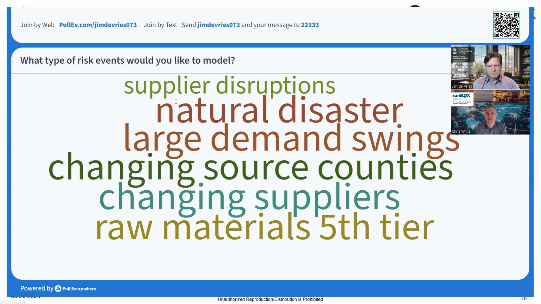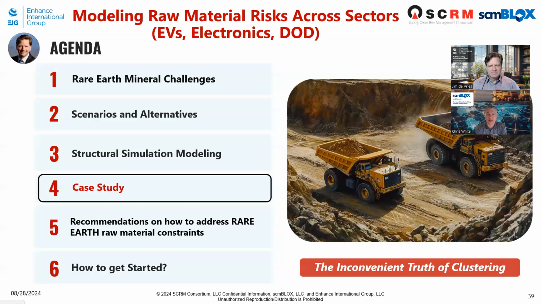Exactly. And scmBLOX is actually agnostic to whether the disruption is that the company ran out of money or there was a natural disaster. It doesn't really matter. You're just representing it as less production capacity and what's the impact. Excellent. So keep the questions coming. Appreciate it. And with that, we'll move on to the case study with Greg.